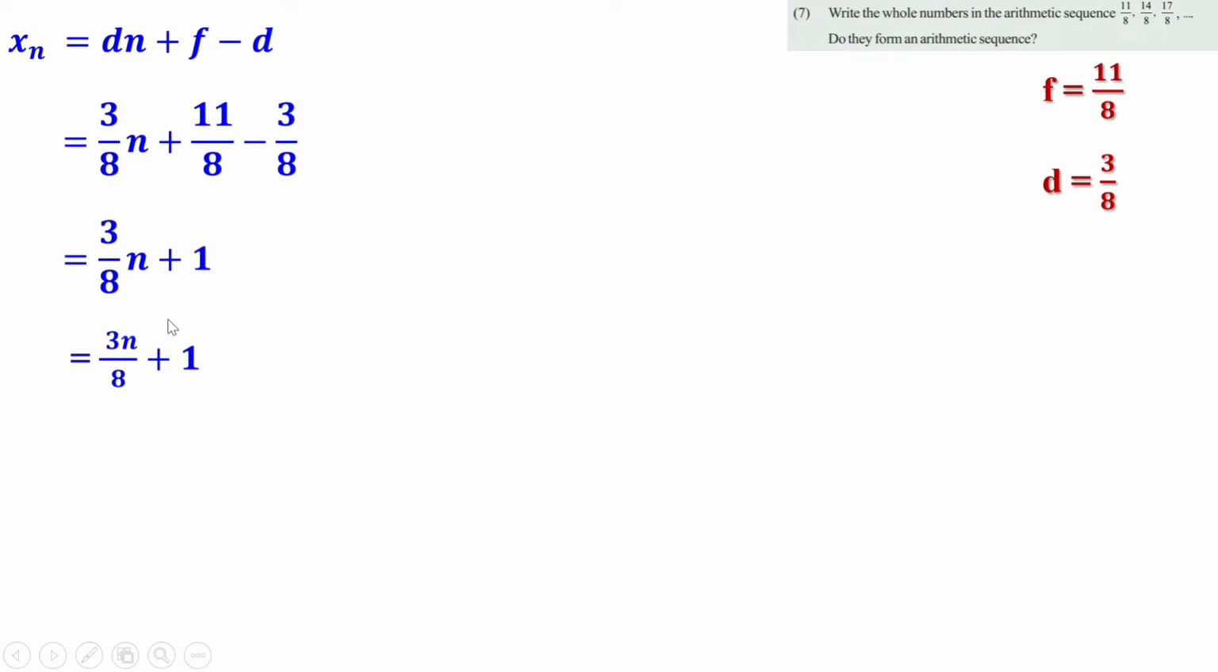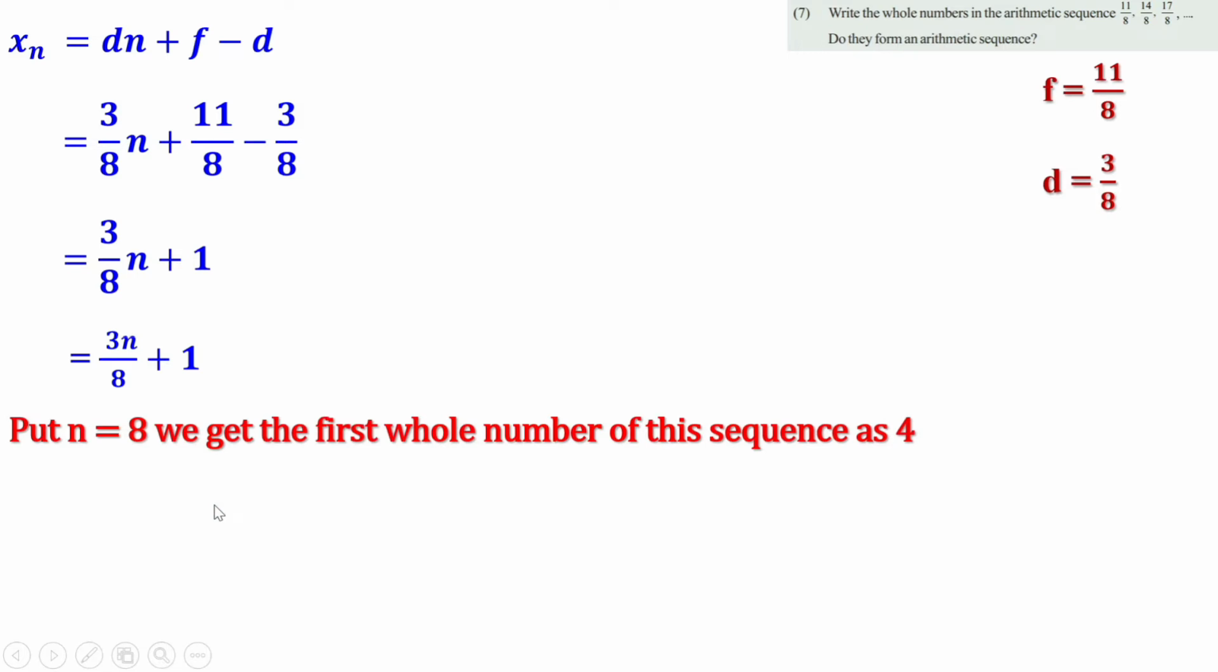That means this is a whole number when n is a multiple of 8, and the first multiple of 8 is 8, right? So we get the first whole number when we give the value of n as 8. Let us give the value of n as 8. So 8 and 8 get cancelled and we get 3 plus 1, that is 4. So the first term of the sequence is 4.